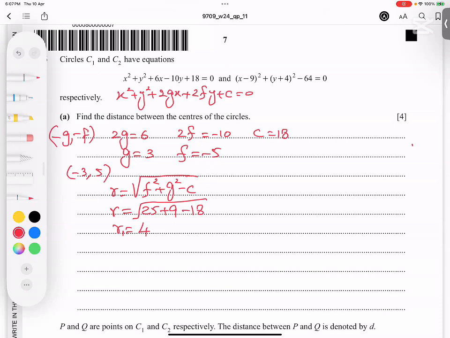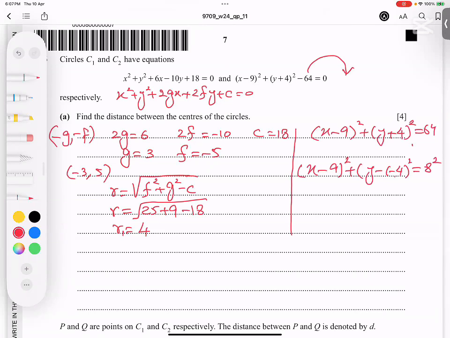And how to get the second circle? Do you know, students, the form is already converted, just slightly change. 4 and 64 go to the other side. Okay, students, so I reshape it: x negative 9 whole square and y negative 4 whole square equal to 8 square. This number and this number are called the center, and the center is 9, negative 4. And this radius given, R2, is equal to 8.